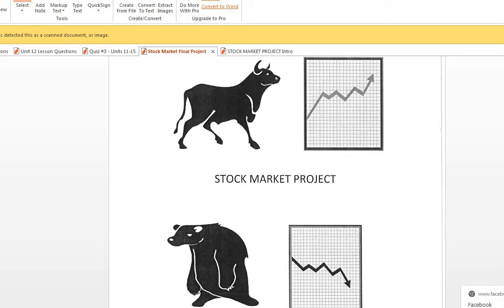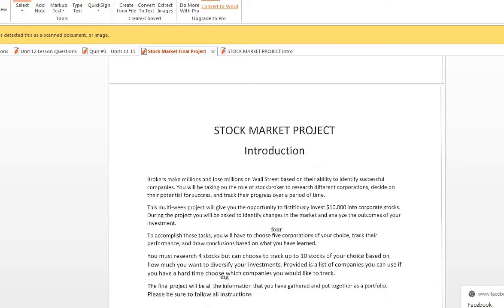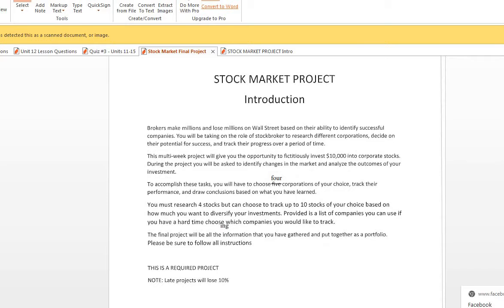So the first thing I want to go over is this introduction page. And as you can see, I've made a couple of different edits to this over time, but it won't let me take it back into Word for free. So I've made a couple of different edits there, but please note that's why it looks funky.